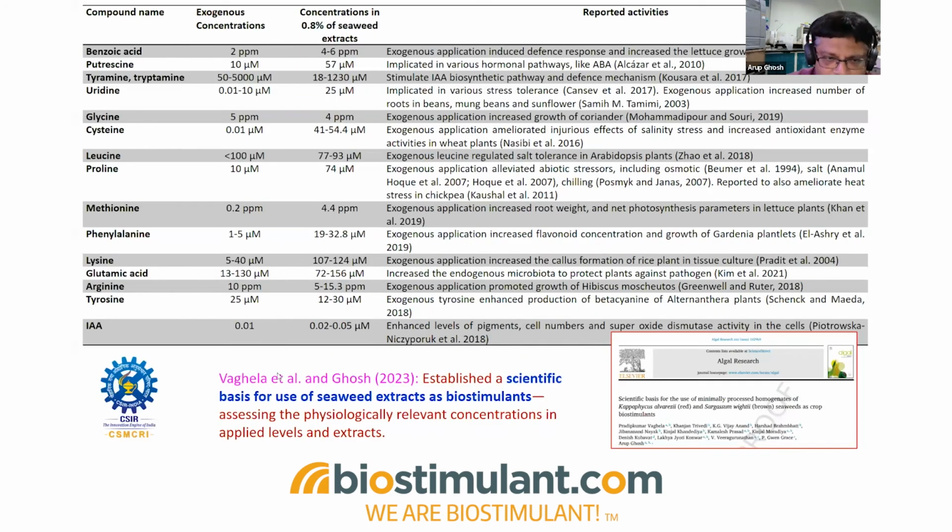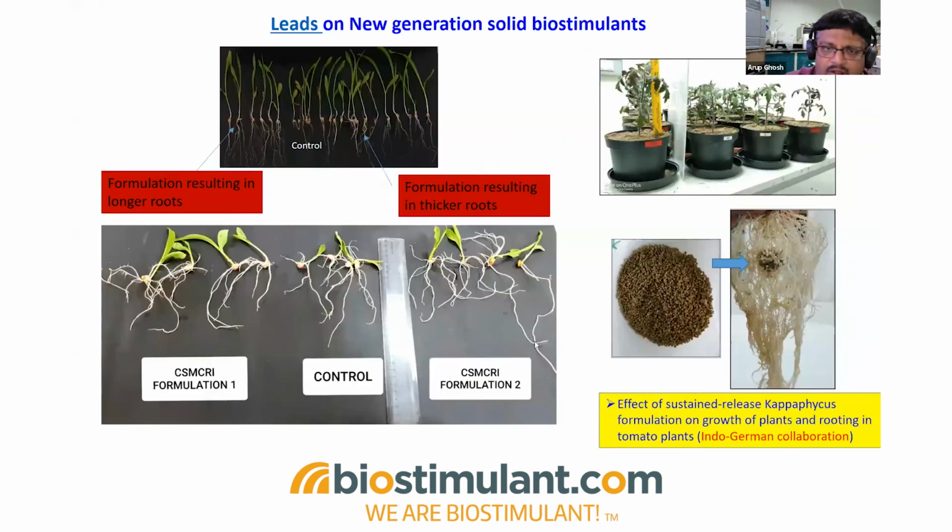So this is the paper I was talking about, and it reads: scientific basis for the use of minimally processed homogenates of red and brown seaweeds. This is a fairly recent paper published in 2023, I think one or two months back itself.